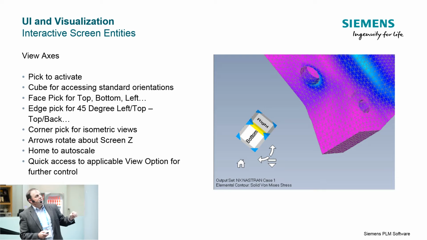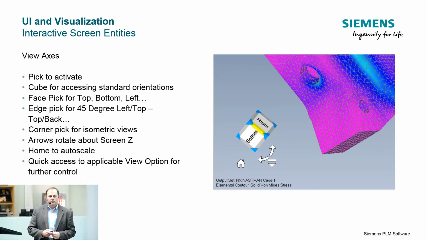Clicking on one of the gray edges will take you to an orientation between two standard orientations. While clicking on one of the blue corners will take you to an isometric view of those. That's a combination of three different standard views. And one thing to remember about this is that it also works while you're inside a command, so it's always available.